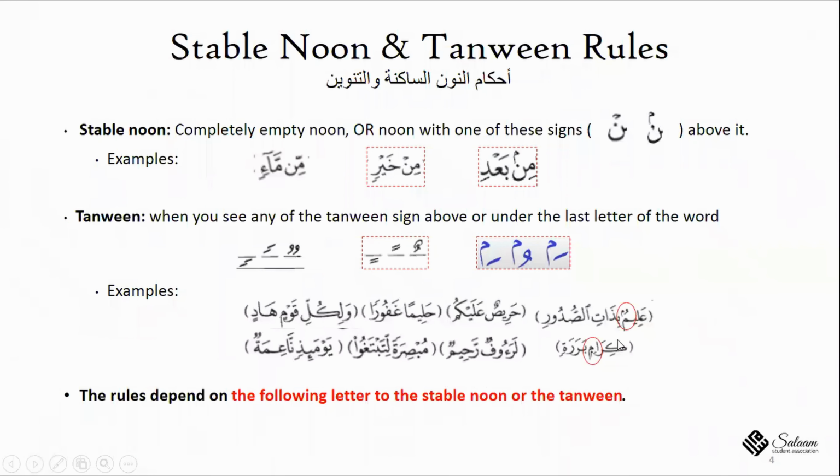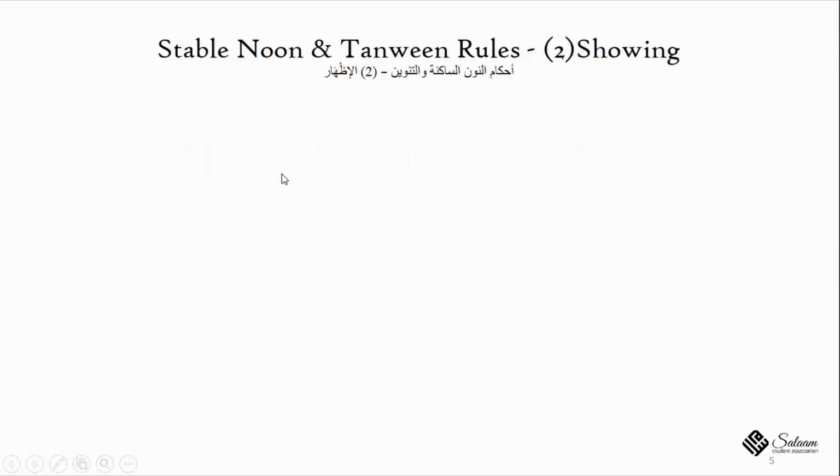This one is also from the last lesson: what's the stable noun, what's tanween, and what are the signs of a stable noun and tanween. I think we went through this one. Here is also a recap of the 4 rules. We discussed merging. We are going to discuss, inshallah, showing and converting, or idhar and iqlab. Again, this is my translation. So the scientific names are idhar, iqlab, ikhfa, idgham, and these are my translations just to make it easier for you.